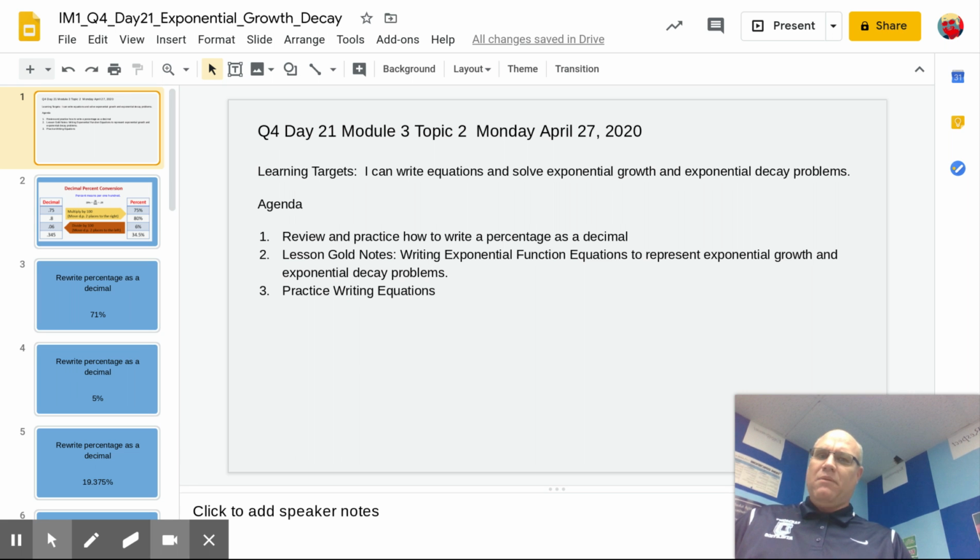IM1 students, happy Monday. Today's learning target is the beginning of Module 3, Topic 2. And so I can write equations and solve exponential growth and exponential decay problems.